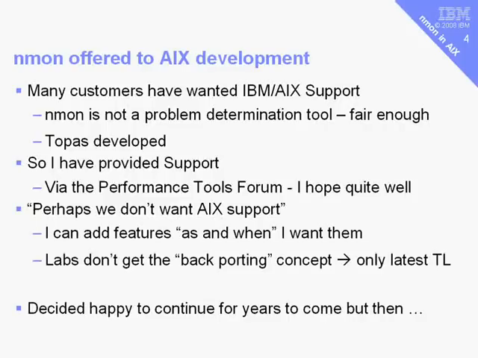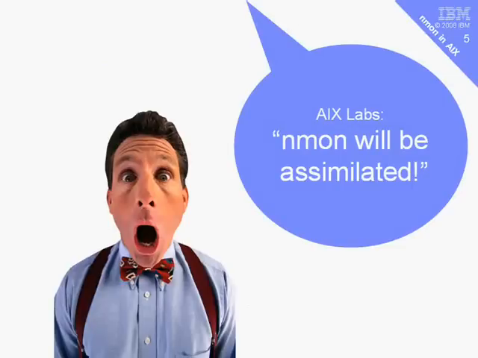Of course, the older versions of AIX quite often don't support some of the new statistics from the AIX kernel, and so we have to program around these and reduce the function as we go backwards through the older versions of AIX. And we decided that was okay, so we were happy continuing for the next 10 or 15 years. But then all of a sudden the AIX labs changed their minds, and they announced that, I should do this in my best Star Trek Borg voice, nmon will be assimilated. To be honest, it was quite a shock to the system.